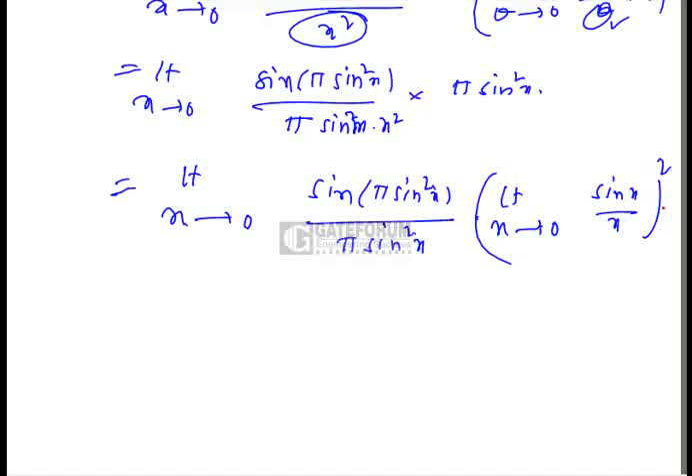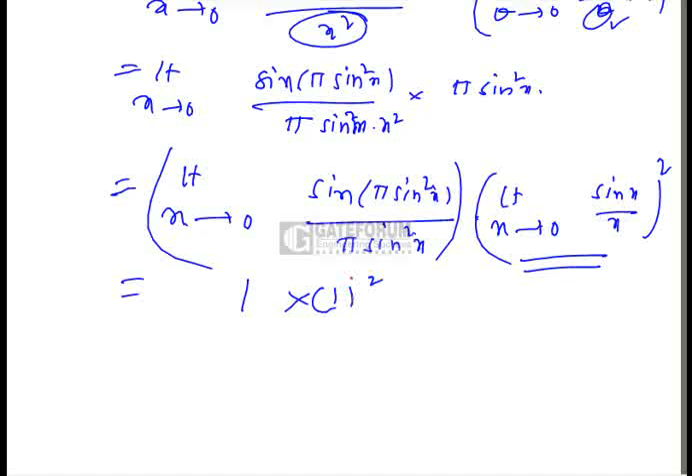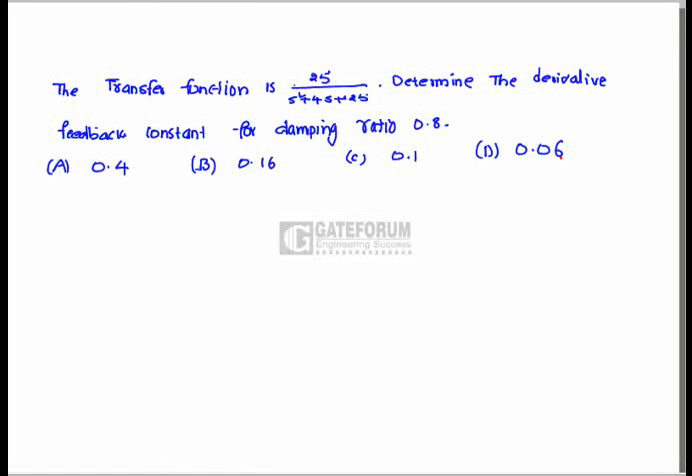Now we know the limit of f of x into g of x will be equal to the limit of f of x into the limit of g of x. Now, we know sine theta by theta is 1. So what will be this function? 1. So what will be this limit? 1 square, and we are left with this pi. So the answer is pi. That is option B.